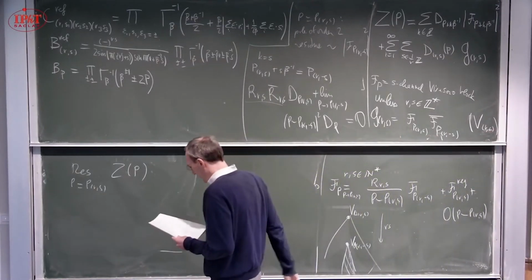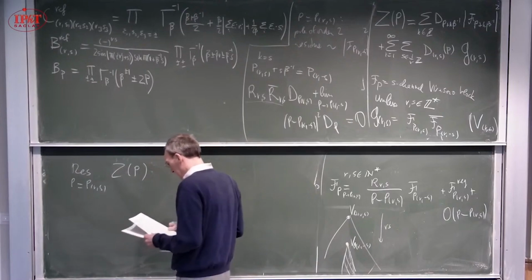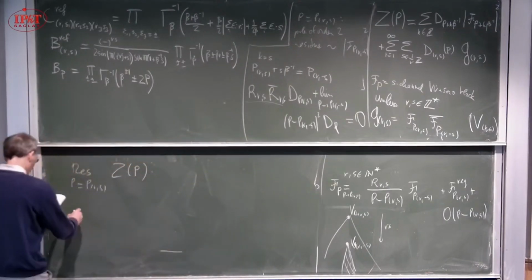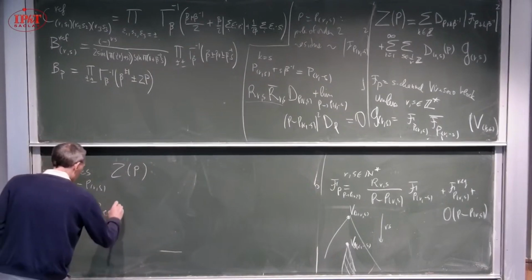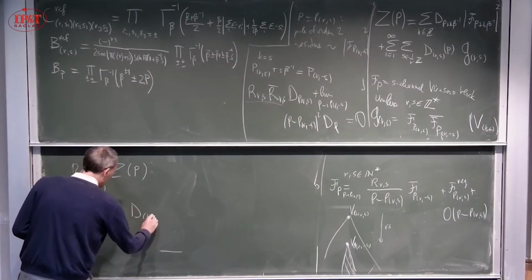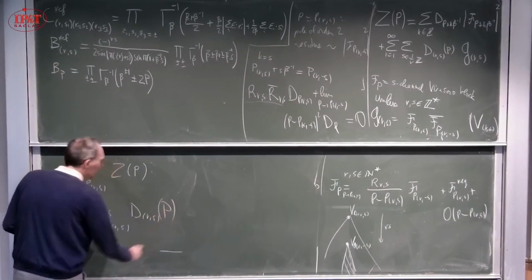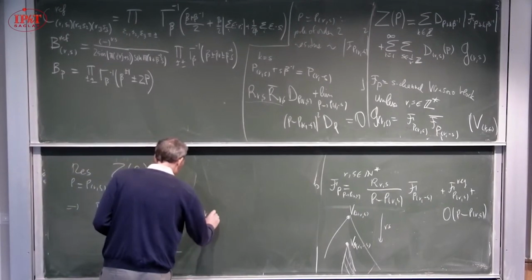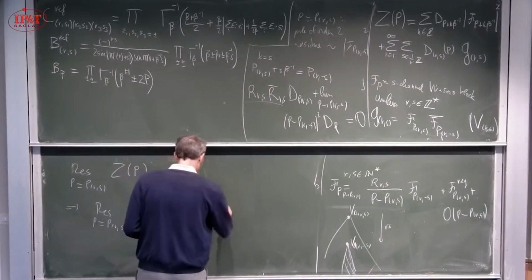So more precisely, this leads to an equation that the residue at P equals P_RS of D_RS(P), the coefficient of the non-diagonal term, should be R-bar_RS D(P_RS).